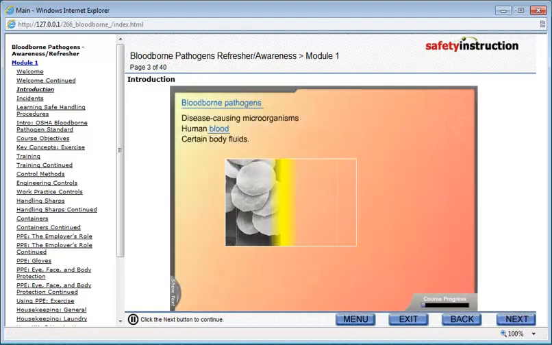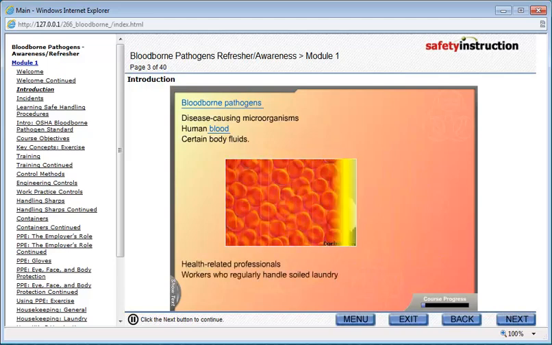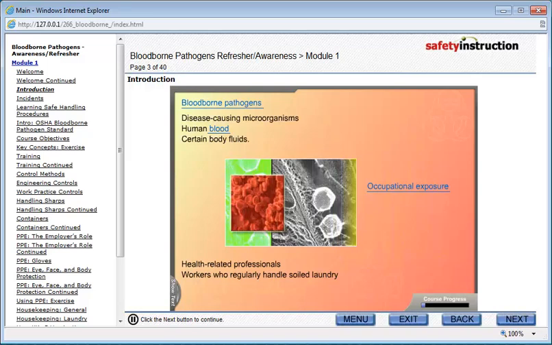Bloodborne pathogens are disease-causing microorganisms that exist in human blood and certain body fluids. Health-related professionals and workers who regularly handle soiled laundry or other waste products risk occupational exposure to body fluids or other potentially infectious materials called biohazards.